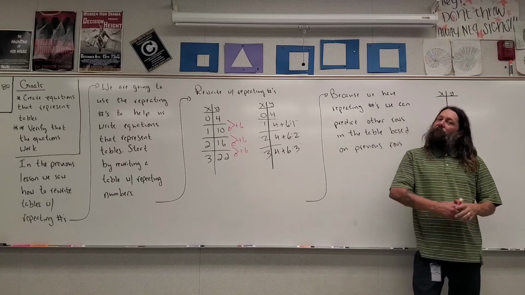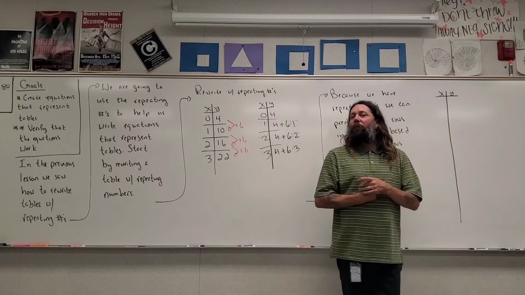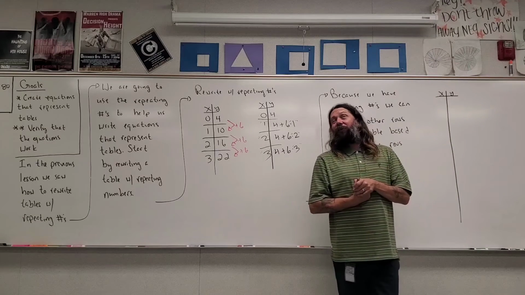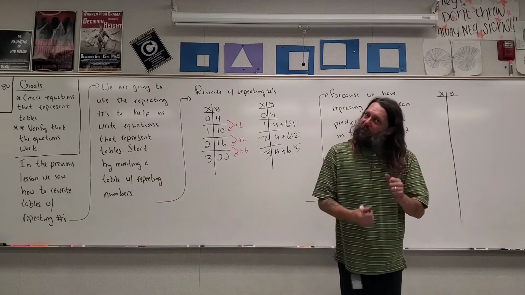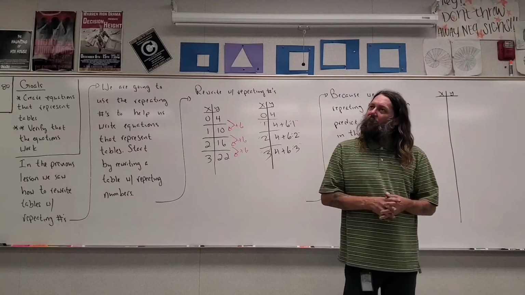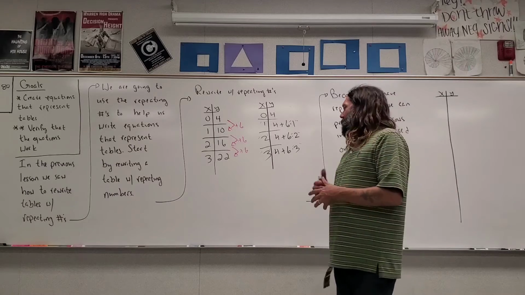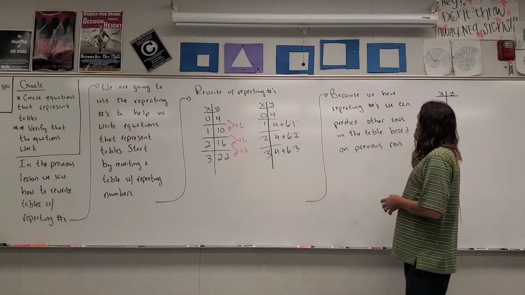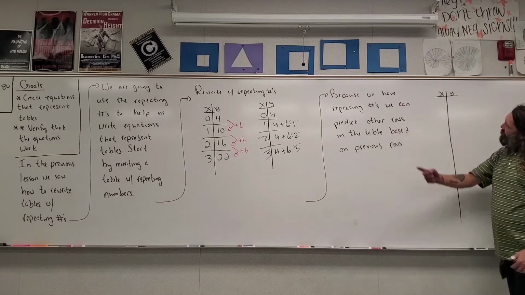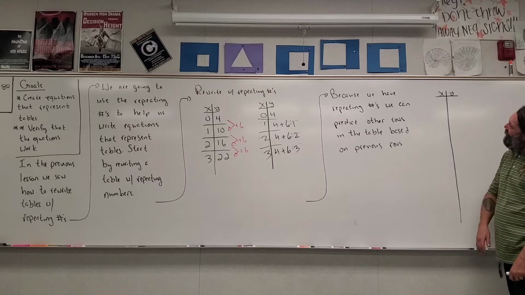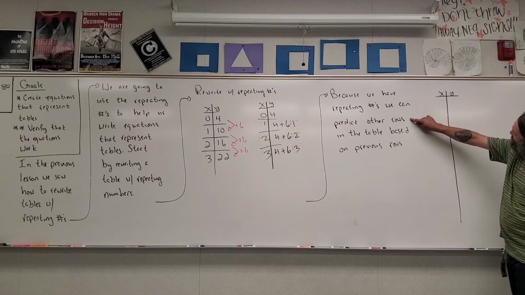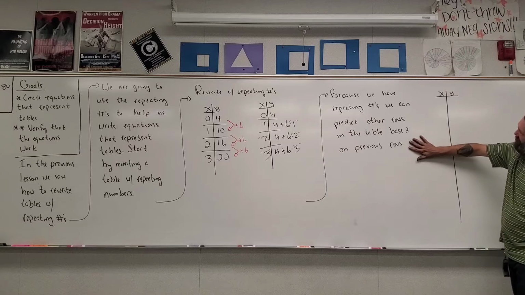We have repeating numbers. And because we have repeating numbers, we're going to be able to do what's called generalizing the pattern, which means we extend the pattern to a variable amount. Because we have repeating numbers, we can predict other rows in the table based on previous rows.